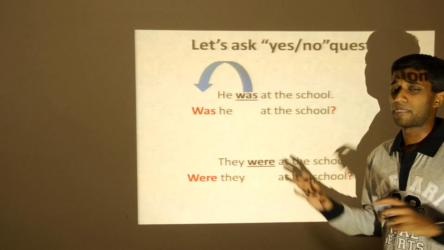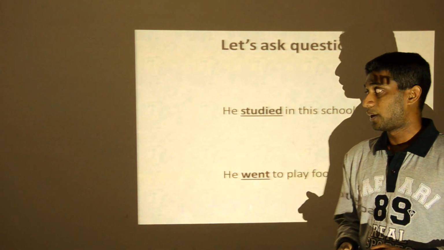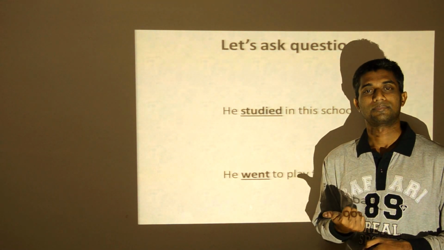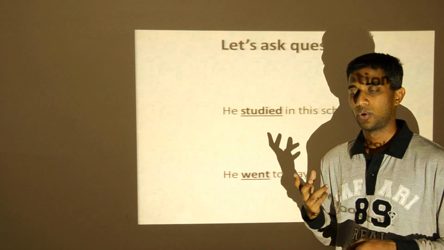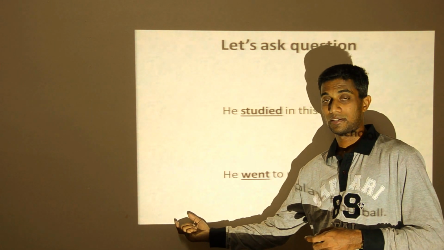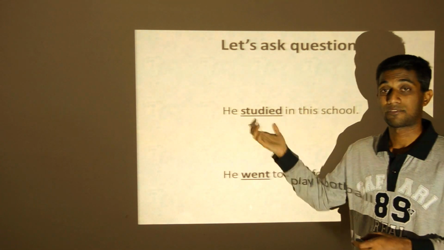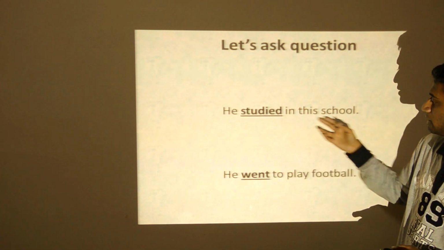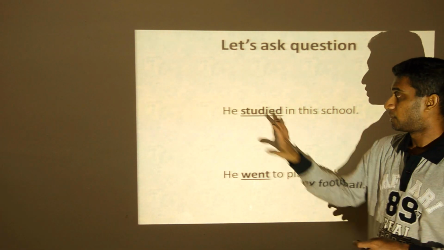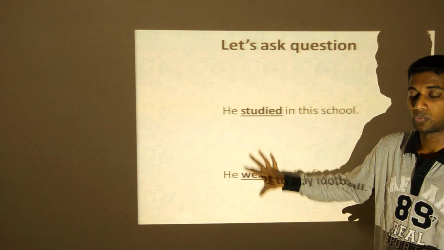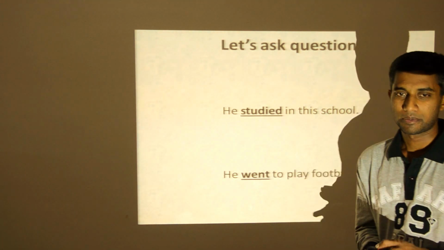Okay, now this is very simple to do with a be verb. Now, what if we don't have a be verb? Remember, in the previous slide we discussed that we're going to need "did" to form a yes/no question when we don't have a be verb in the sentence. Now, "he studied in this school", "we went to play football". These are the two sentences where the verb is not actually a verb to be. Now, this is also very easy.